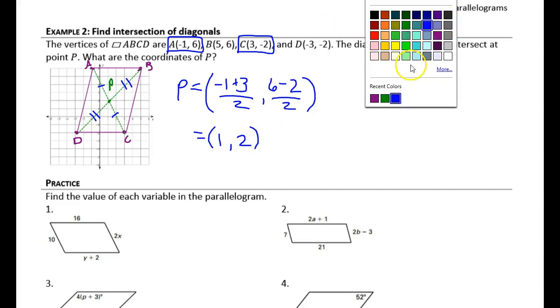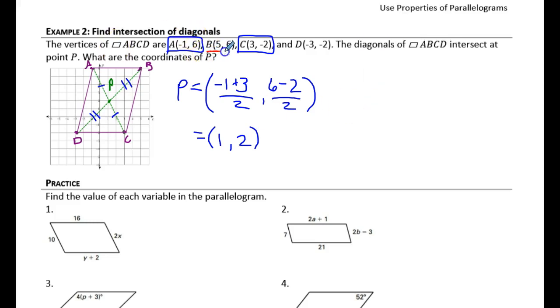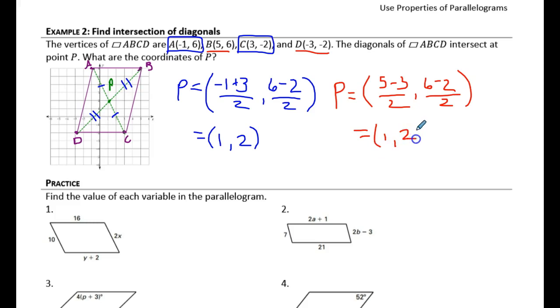Just to double check, I want to try it with B and D, just to make sure we get the same answer. P should also be the midpoint of these two vertices. So 5 plus -3 divided by 2, and 6 plus -2 divided by 2, which also gives us 1, 2. So the coordinates of P are 1, 2.